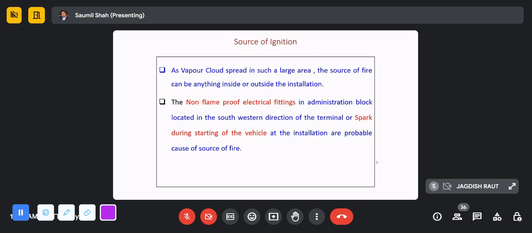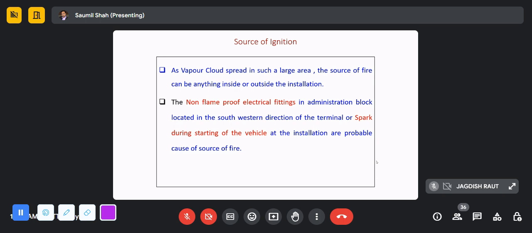As vapor clouds spread over such a large area, the source of fire can be anything inside or outside the installation. The non-flame-proof electric fittings in the administrative block located in the southwestern direction of the terminal, or a spark during starting of a vehicle at the installation, are probable causes of the ignition. This could be investigated during the investigation. This could be one of the reasons. The exact reason could not be identified because everything was burned out at that time.